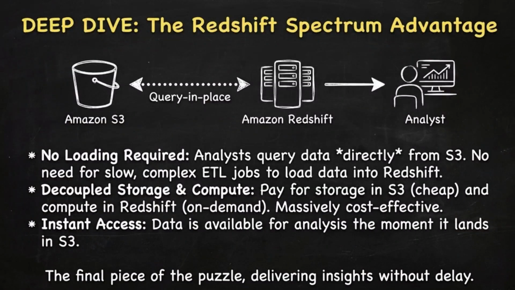And the final touch? Redshift Spectrum. Spectrum is a killer feature. It allows Redshift to query data directly from S3 without loading it into Redshift itself. This means no need to wait for ETL processes, no need to pay for storage in Redshift. Data is available for analysis almost immediately.